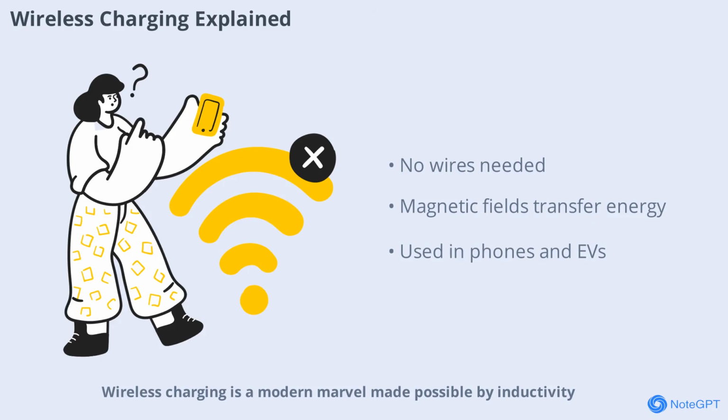Wireless charging is a modern marvel made possible by inductivity. When you place your phone on a wireless charger, coils in both the charger and the phone create magnetic fields. These fields transfer energy without any physical connection. Inductive charging is not only convenient but also safe and efficient. This technology is expanding into electric vehicles and other devices, showing just how powerful and versatile inductivity can be in our daily lives.